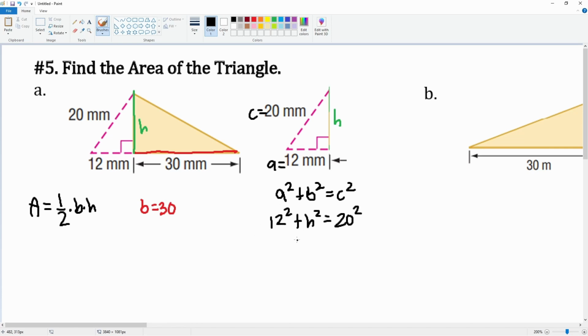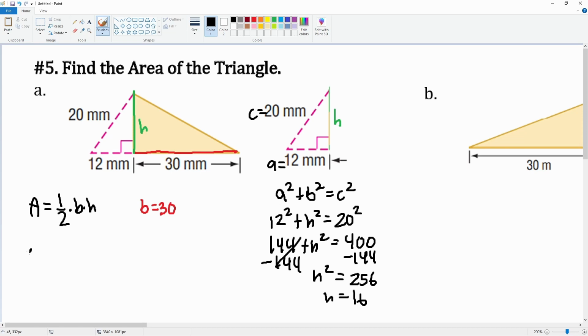All right, so plug this into the calculator. 12 squared is 144, plus h squared is equal to 20 squared, that is 400. Minus 144 to both sides, this cancels. h squared is equal to 400 minus 144. That gets you 256. Square root of 256 gets you h is equal to 16.